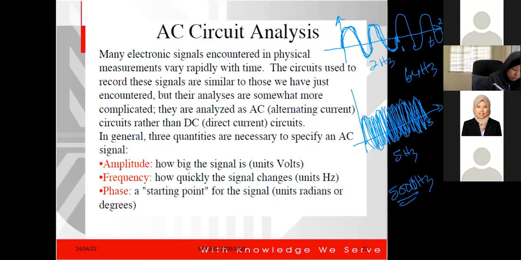Okay? So that is the meaning of frequency. Frequency is how fast, how quickly the signal changes in 1 second. Okay, let's move on.